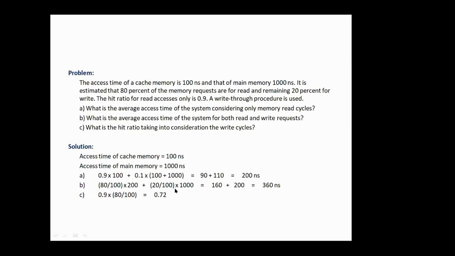When we write, what will we do? We will write in main memory as well as in cache memory. Writing in main memory will take 1000 nanoseconds, and in cache it will take 100. But since both things will happen in parallel, we need only 1000 nanoseconds. By solving this, we get 360 nanoseconds.